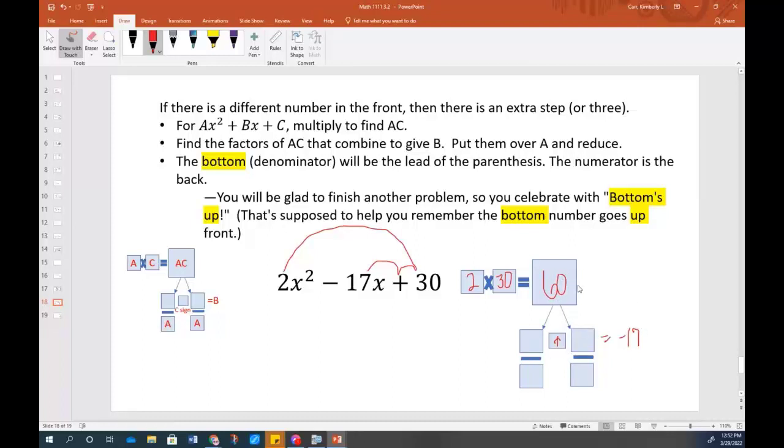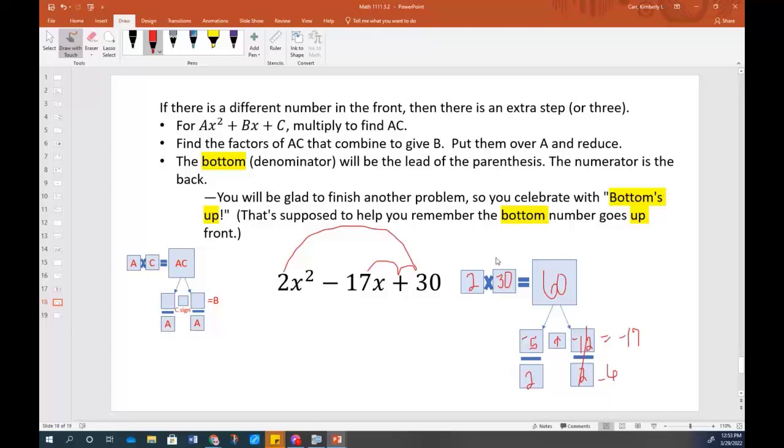1 and 60, 2 and 30, 3 and 20, 4 and 15, 5 and 12. Okay, well, if I put 5 and 12, they add up to positive 17, so I make them both negative, so I get negative 17. Then, after you've done that, you put them over that first number again. We start with it and we end with it. Negative 5 over 2 does not reduce, but negative 12 over 2 reduces to negative 6.